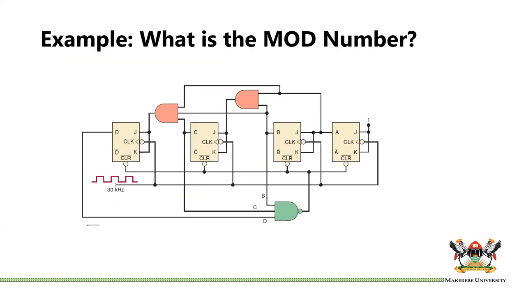So, what is the mode of this counter? I'll give you 3 minutes. What is the mod number of this counter? This is a 4-bit counter. Okay, it has 4 bits because it has 4 flip-flops. But because we have our NAND gate here, and that NAND gate is clearing these flip-flops, the moment it has a low state, it will clear these flip-flops. That means that this thing never counts all the way to 1111. So what is the mod number? I'll give you a few minutes, 2 minutes.